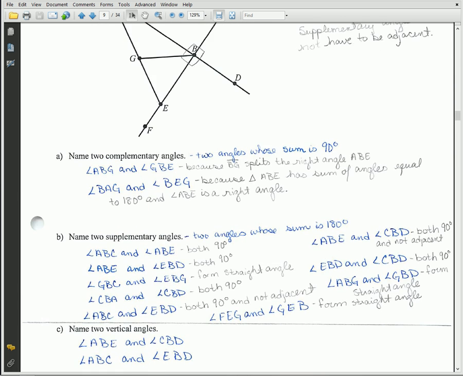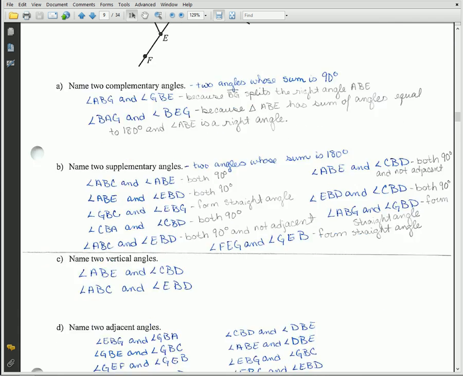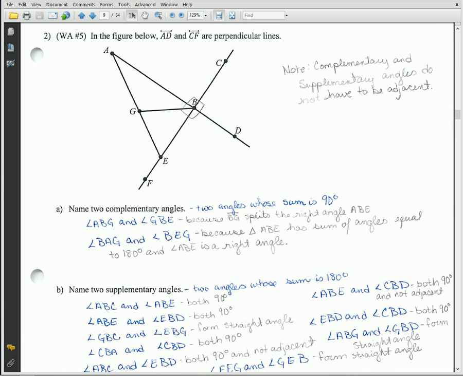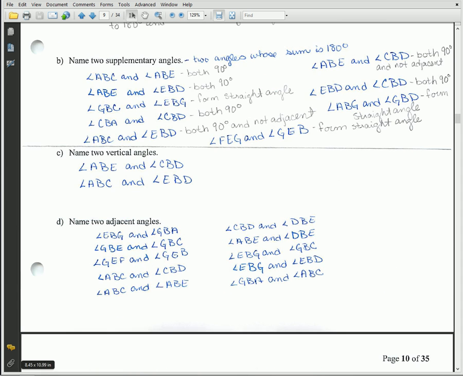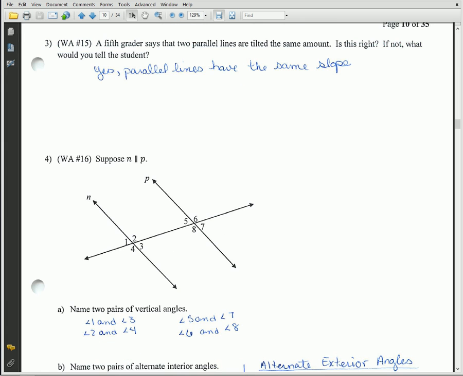Vertical angles, ABC, DBE. Adjacent angles, GBA, ABC. And I'm not going to, but I've got a whole list of them. A 5th grader says that 2 parallel lines are tilted the same amount. Is this correct? Yes or no? Two parallel lines have the same slope, therefore they are tilted the same amount, and that amount is the slope.